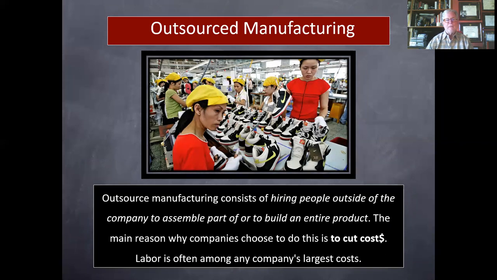So outsourced manufacturing consists of hiring people outside of the company to assemble part of or to build an entire product. Remember, I mentioned the bill of material before. The main reason why companies choose to do this is to cut costs, and labor is often among any company's largest costs. Now, this brings up another topic, and I believe you looked at this in a reflection paper, and that is there have been accusations about child labor and labor abuse.